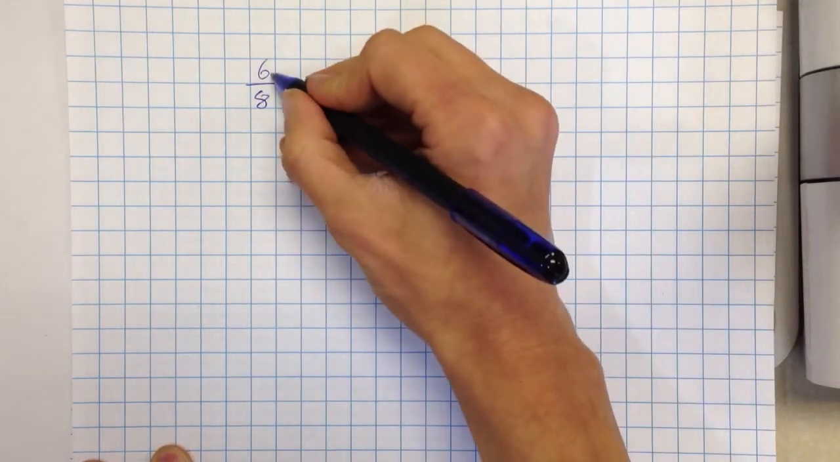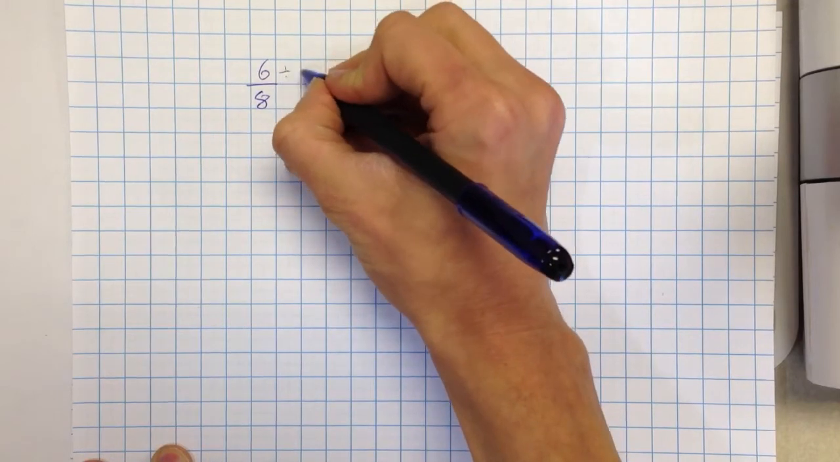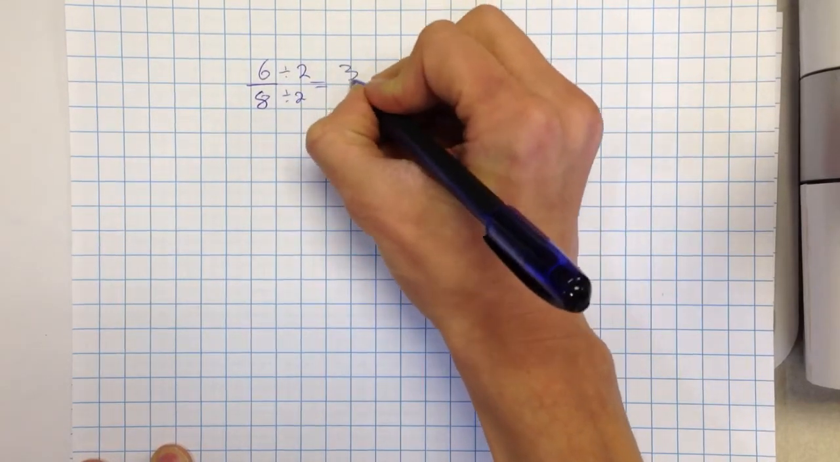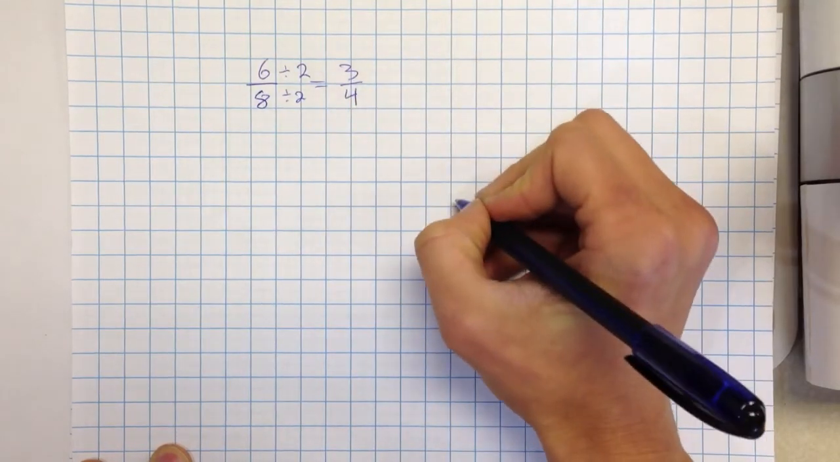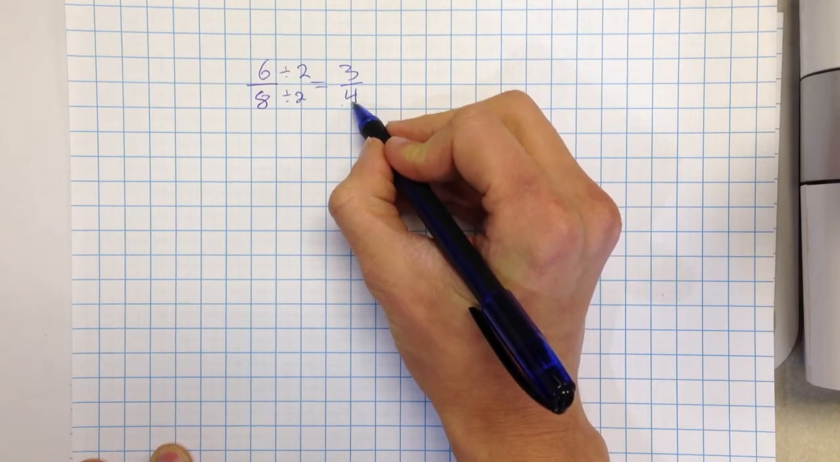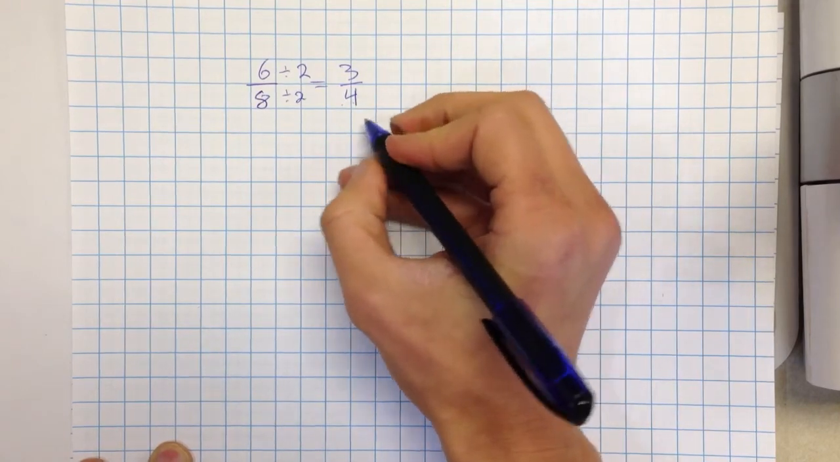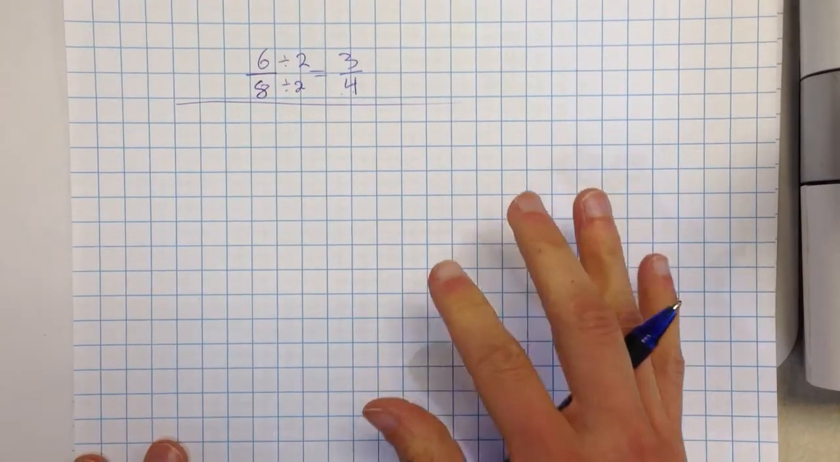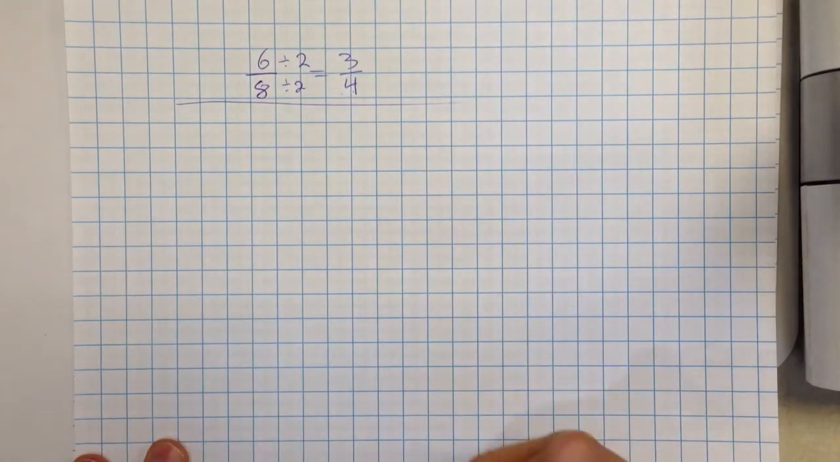So I'm going to look for common factors. In this case, I could divide both of these by 2, and I would end up with 3/4. Okay, so 6/8 is equivalent to 3/4. 3/4 is the simplified form of 6/8. So we can also use that idea when we're multiplying fractions.